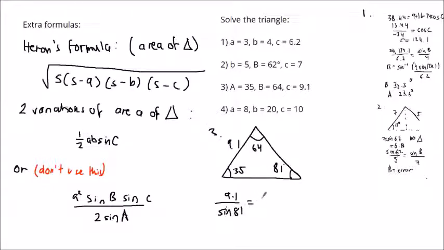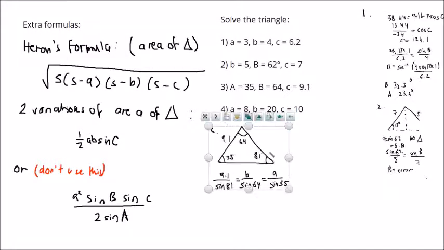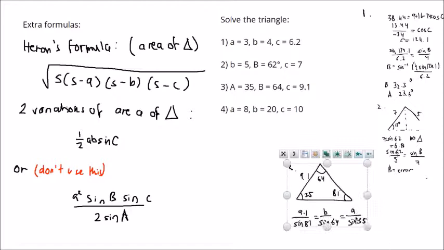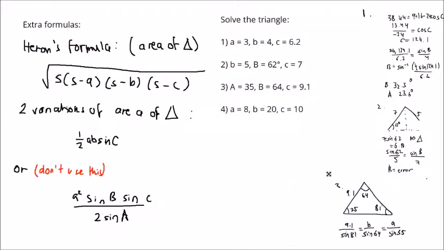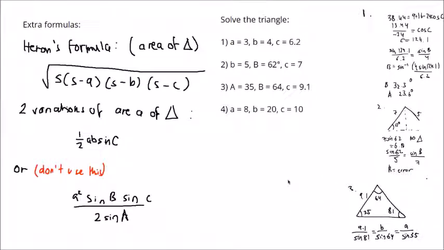equal b over sine of 64 equal a over sine of 35. And you know what, I'll leave you guys to do this problem by yourself, because I don't want to make this review any longer than it already is. But you should get b is smaller than 9.1 and a is smaller than b, right? That's how you check if you're correct.